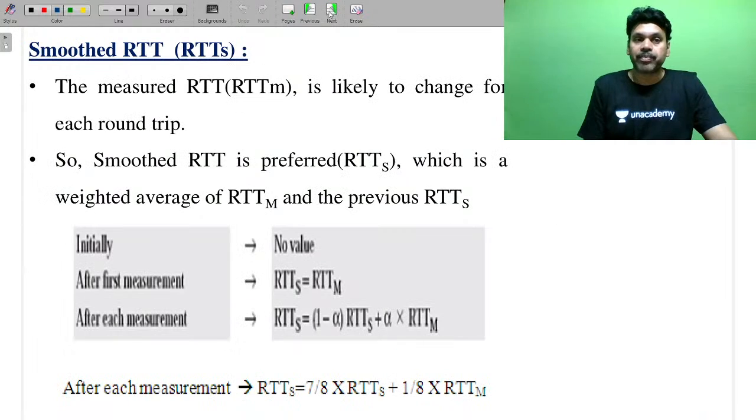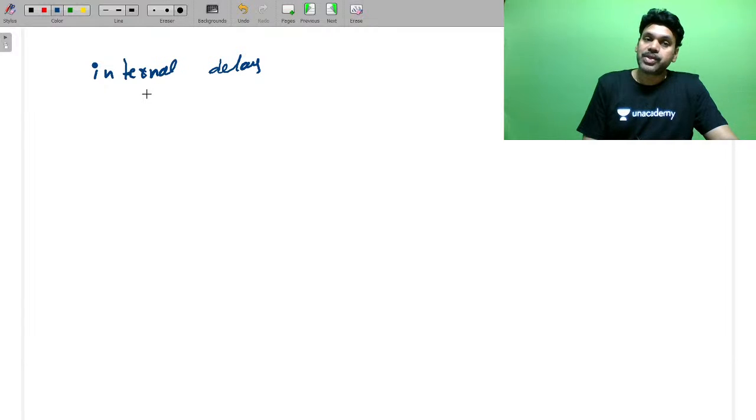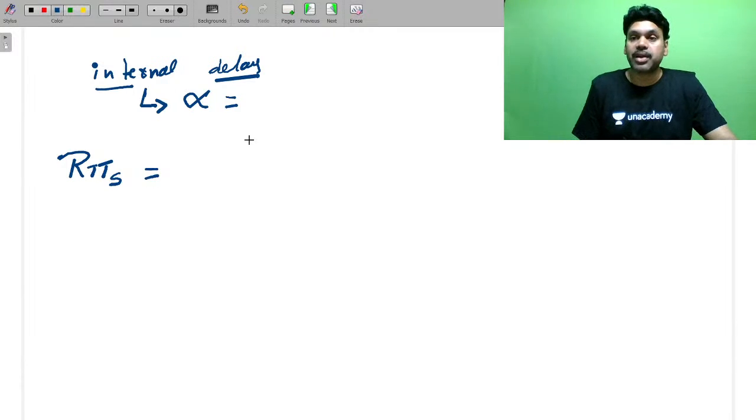Now let us see smoothed RTT. What is a smoothed RTT? It is a weighted version of your measured RTT. It is based on internal delay, which we measure in the form of alpha. So based on your internal delay, we calculate your smoothed RTT.